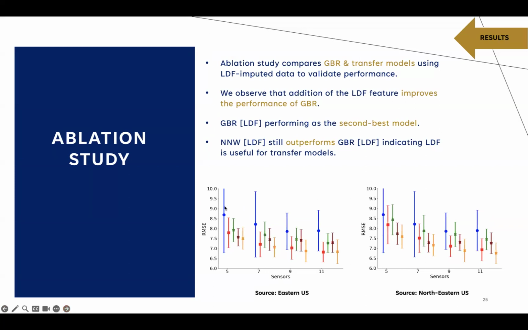All right. That's my bad that I didn't use markers to represent which one was GBR and which one was NNW-LDF. But as far as I can tell, I think GBR was the brown one and the yellow one was the NNW-LDF, if I'm not wrong. GBR had a very good jump in the performance when the LDF feature was attached to it. However, it was still the second best performing model. NNW-LDF still outperformed GBR, indicating that this kind of methodology is best suited for transfer learning models. But we can also see that adding an LDF feature also improves the performance even for the machine learning models.